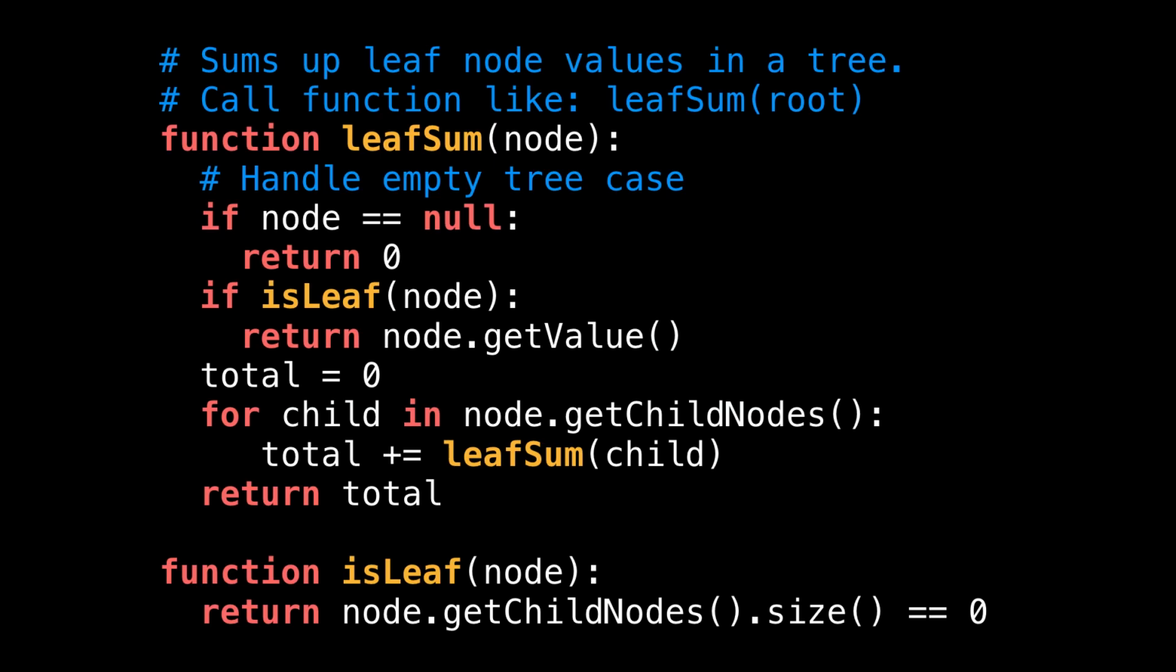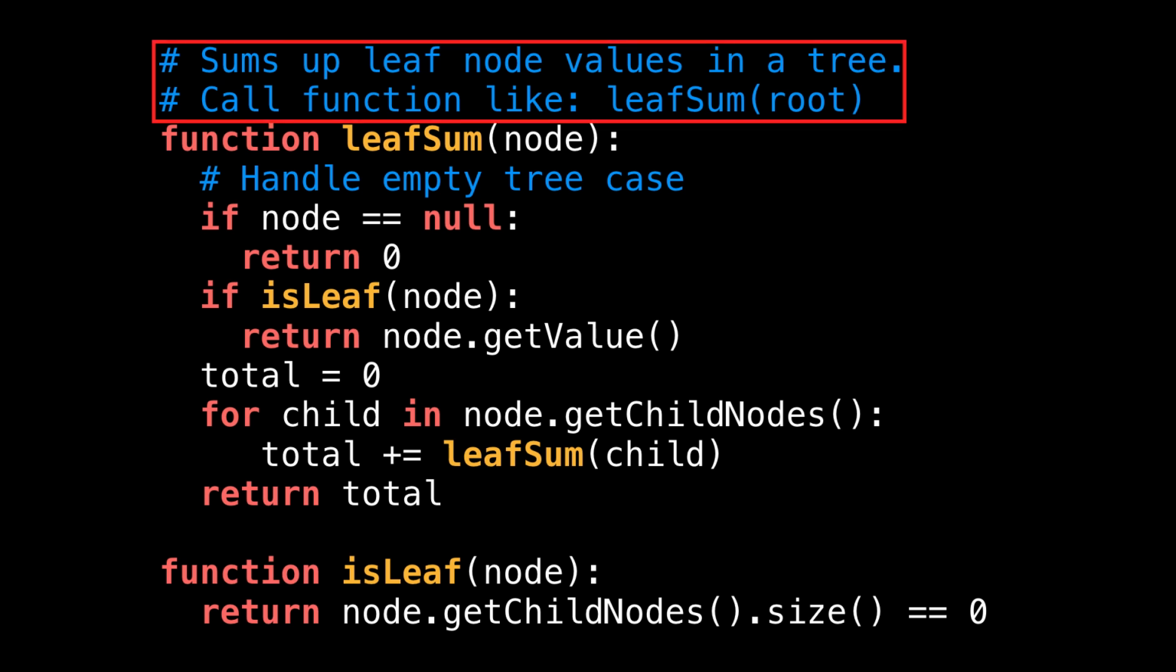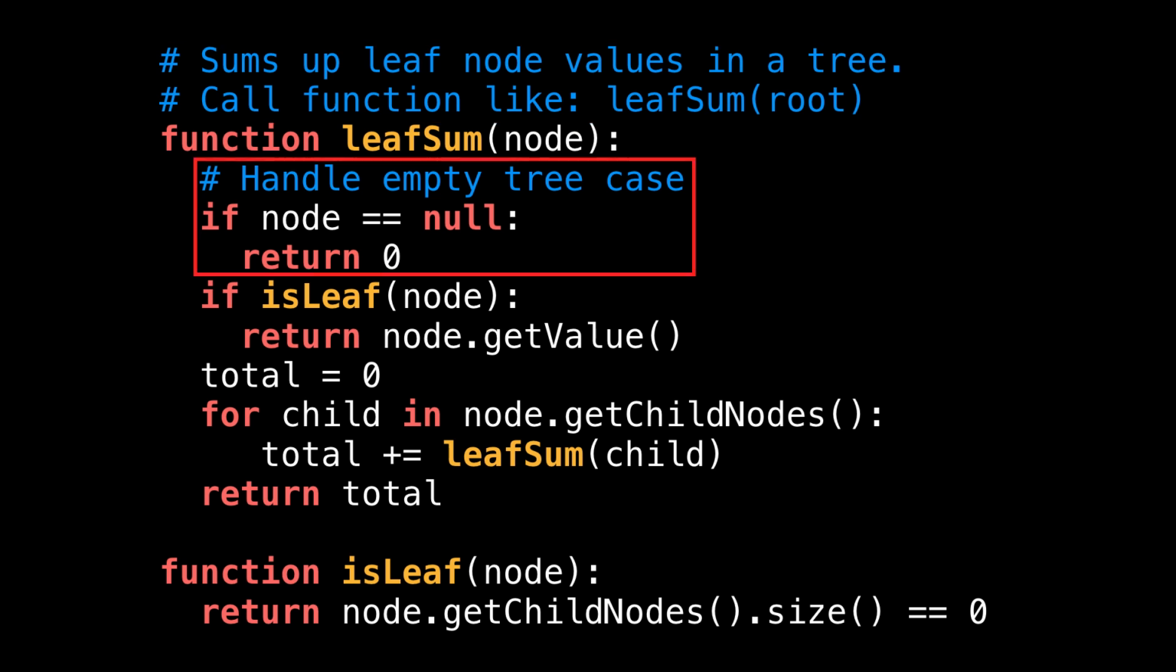The algorithm is quite short, but it may look strange at first if you haven't seen much recursive code. We call the leaf sum function by passing in a reference to the root node as a starting point. Inside the leaf sum function, the first thing we do is handle the special case where we're given an empty tree. And if this is the situation, then we return 0. Next, we check if the current node is a leaf node. And if it is, then we return the value stored in the leaf node.